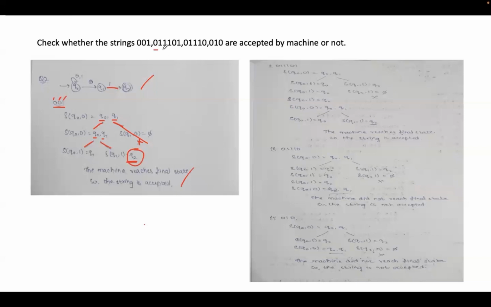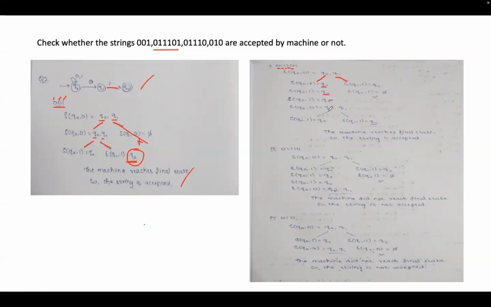Now take the second one, 011101. For this also, Q0 on the first input symbol 0 is moving to Q0 as well as Q1. So take two paths. If you move in the first path, then the machine reads the second input symbol, Q0 on 1 stays in the same state Q0. Read the third character, Q0 on 1 again stays in the same state. Next one, Q0 on 1 stays in the same state.